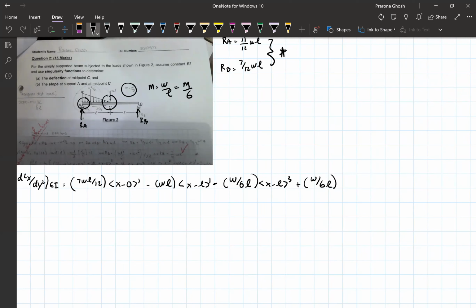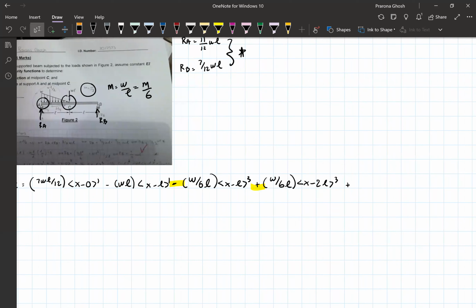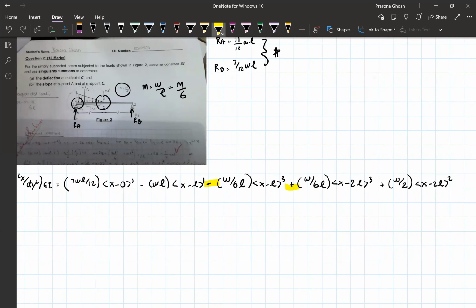W over 6L, x take away 2L, this happens at 2L, to the 3. So memorize minus, add, and then we have to add back the rectangular part. I just memorize this again. I don't know why we do this, but we just do it. And so it was the intensity. You just follow the rectangle formula, which is intensity over 2, x minus 2L to the 2. That's in the formula sheet. So we do minus, plus, plus. We're done with the triangle.